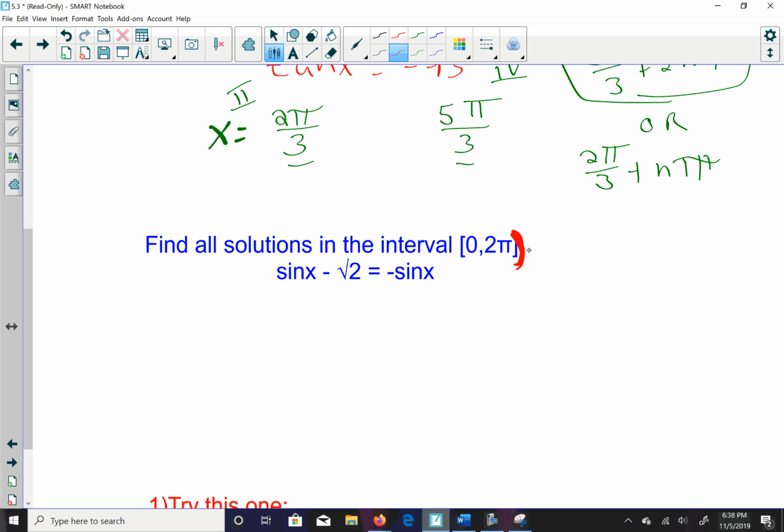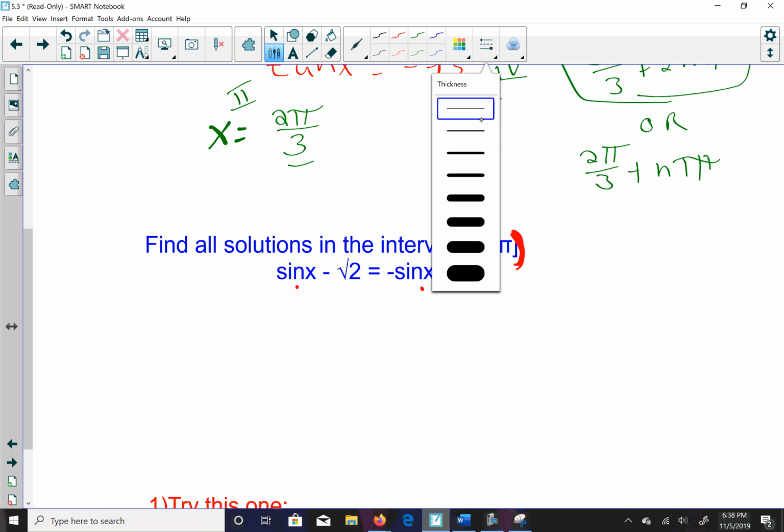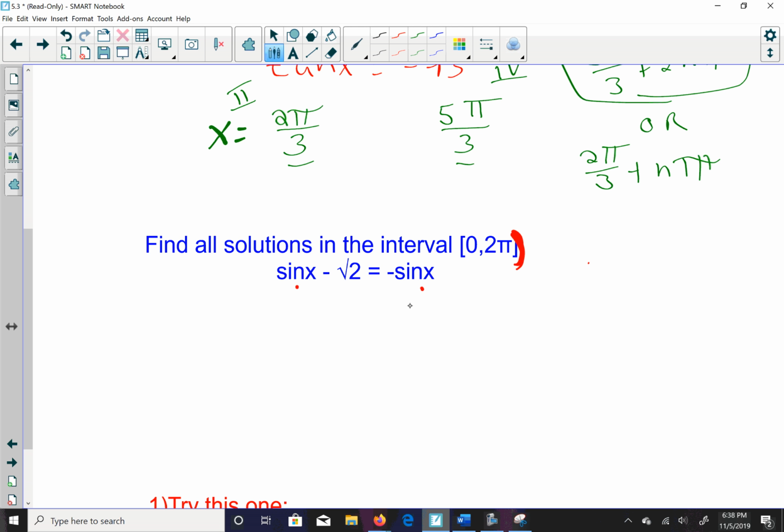Notice that I have one trig function, but you're going to say, hey, wait a second, Mrs. Ward, there's a sine of x here and there's a sine of x here. Well, in order to simplify this, I'm going to have to put the variable on one side. So in this case, my variable is going to be sine of x. So I'm going to add sine of x here, add sine of x here.